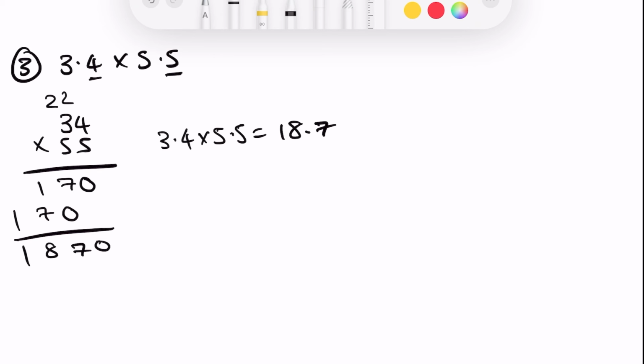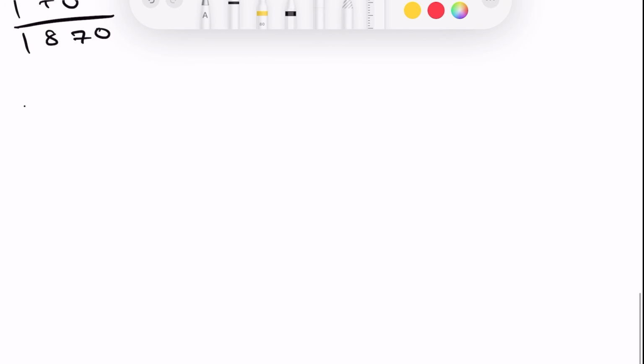Okay, great. If you're having any issues with the multiplication, then please go back to how to multiply whole numbers before trying to do this with the decimals. Okay, moving on to the division question now.